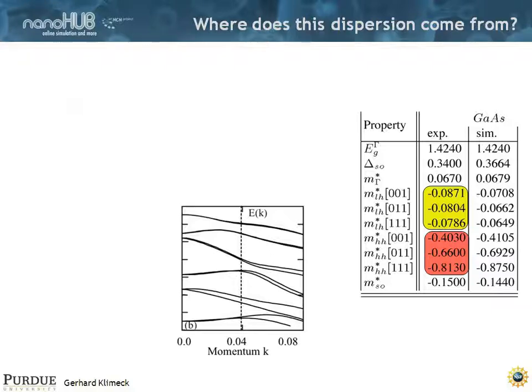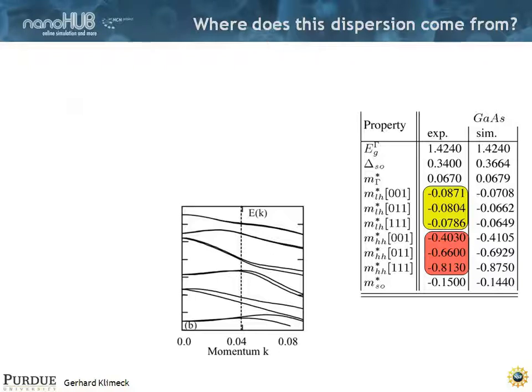So if you look at experimental data tables for gallium arsenide, you find that the gap at room temperature is 1.424, and the split-off coupling is 0.34. The effective mass at gamma is 0.067. And then you find tables that look like this. There is a light hole band, a heavy hole band, and a split-off band. And there are masses associated with that.